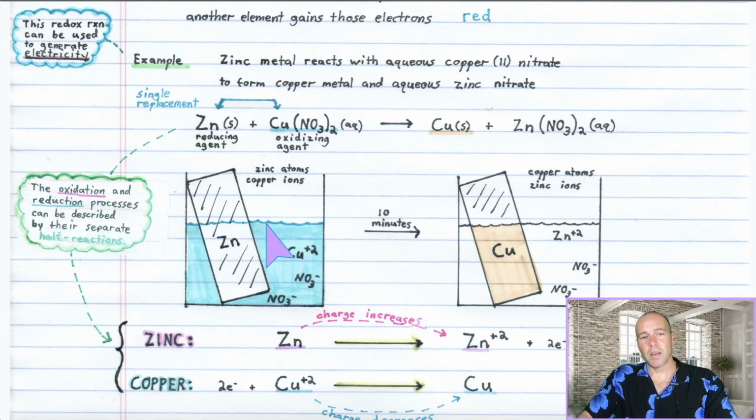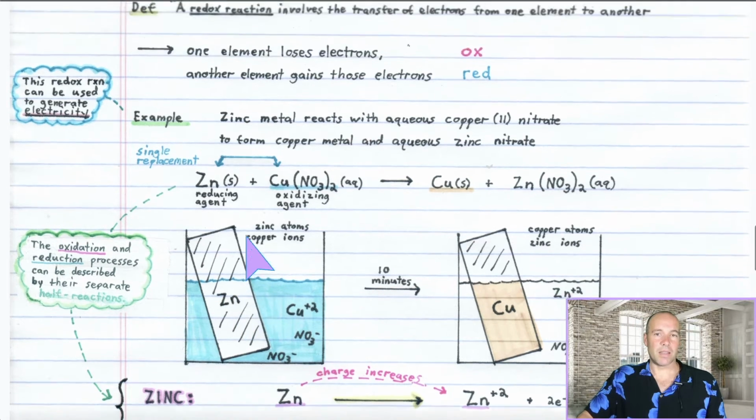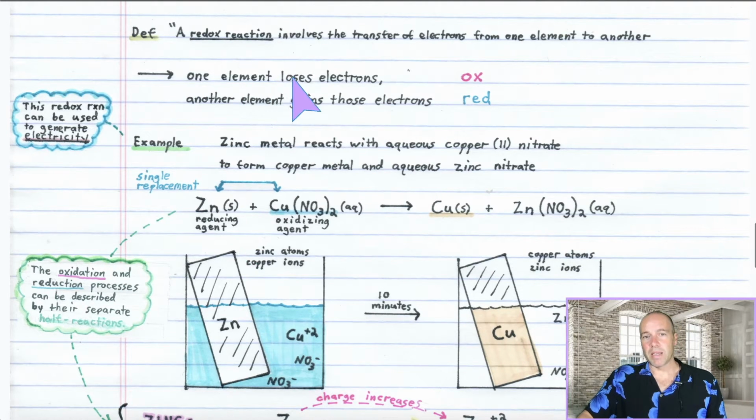Looking at the zinc, we see that each time an atom goes into solution to form the ion, it must have lost 2 electrons because it starts off as a neutral atom, and to turn into a plus 2 ion, it must lose 2 electrons. And so the zinc is oxidized because the element that loses electrons is oxidized.